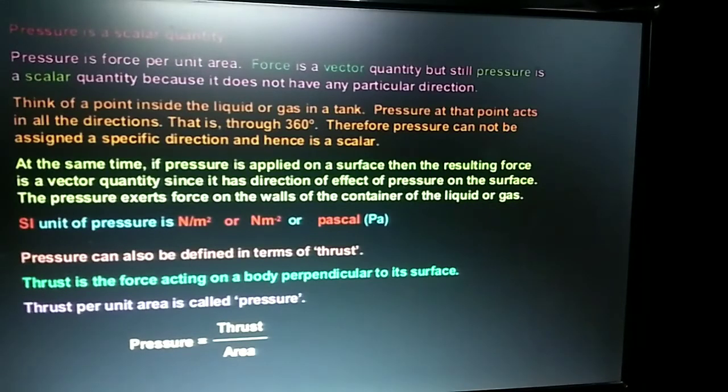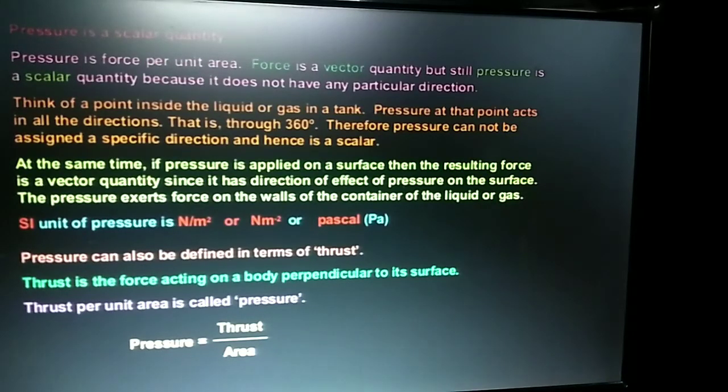Think of a point inside a liquid or a gas in a tank. Pressure at the point acts in all directions, that is through 360 degrees. Therefore, pressure cannot be assigned a specific direction, hence it is a scalar quantity. At the same time, if pressure is applied on a surface, then the resulting force is a vector quantity since it has direction. The direction of effect of pressure on the surface is nothing but the direction of force. The pressure exerts force on the walls of a container of the liquid or a gas.